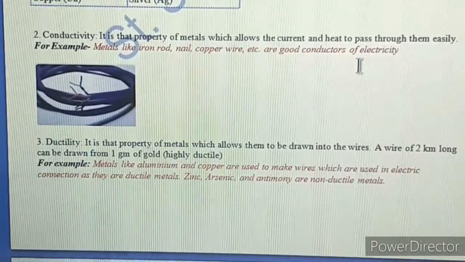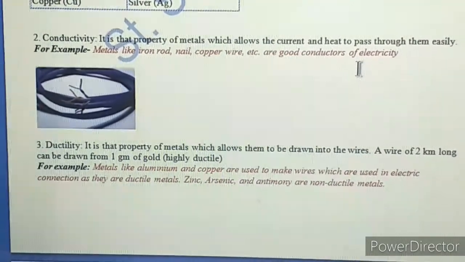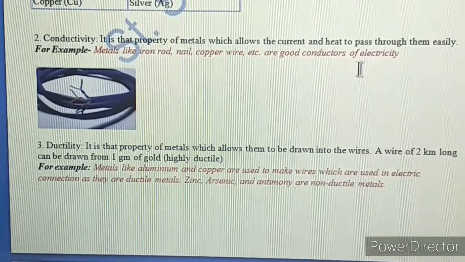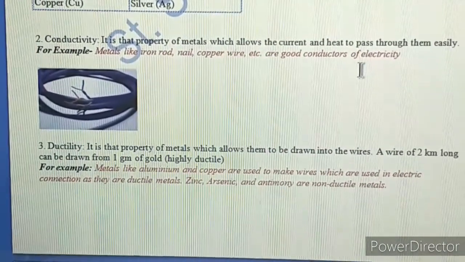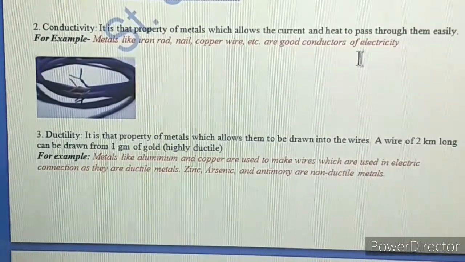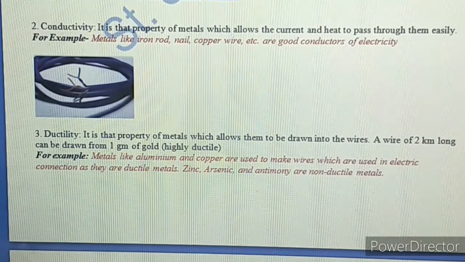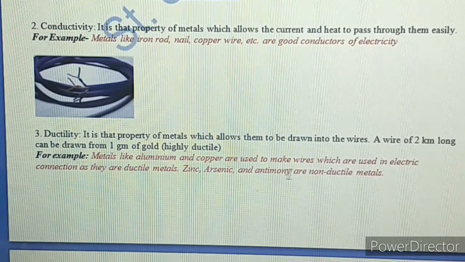See children, a wire of 2 kilometers long can be drawn from 1 gram of gold, because gold is highly ductile. Gold is highly malleable also. Gold is highly ductile also. Now, for example, metals like aluminium and copper are used to make wires which are used in electric connections, as they are ductile metals. Zinc, arsenic and antimony are non-ductile metals.